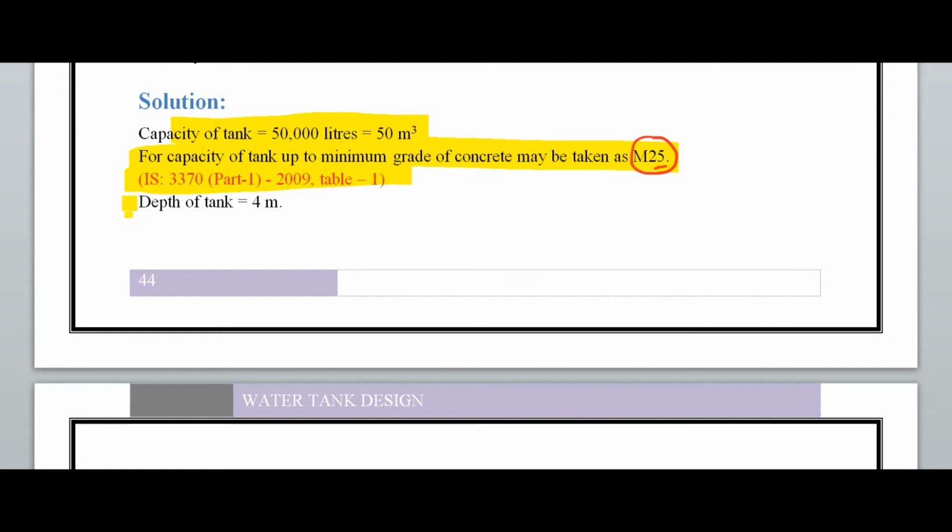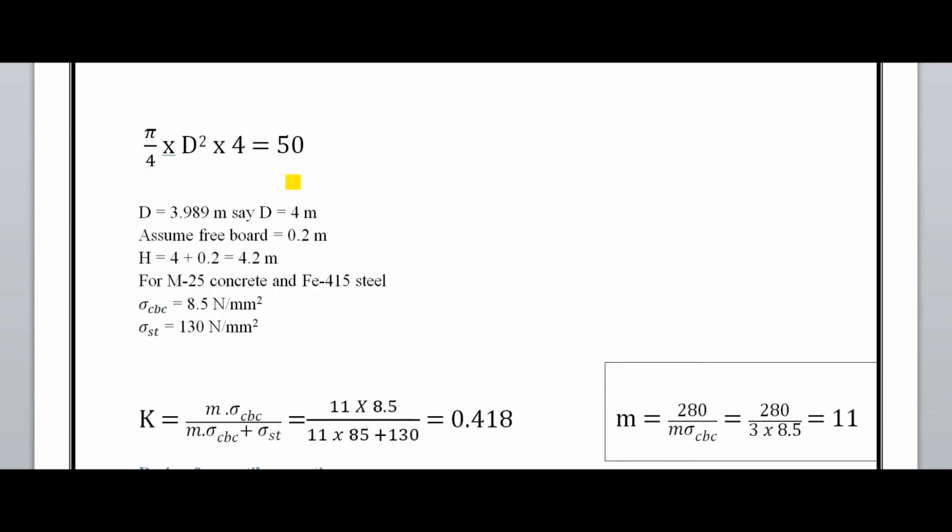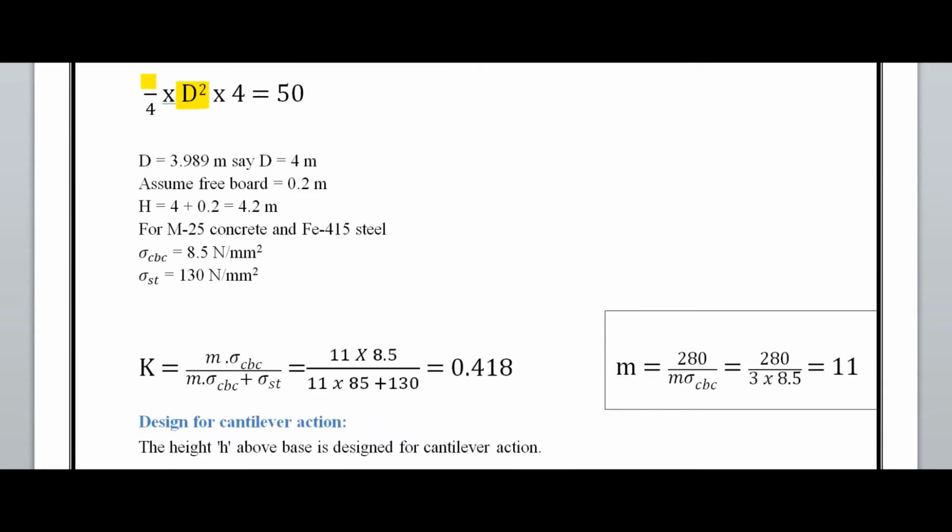Now in the example the depth of tank is given as 4 meter. So we have to find out the diameter. So pi by 4 d square into 4 equals 50. So d is equal to say 4 meter. So the diameter of water tank is 4 meter. Now we have to assume 0.4 meter freeboard. So capital H, the total height, is 4.2 meter.